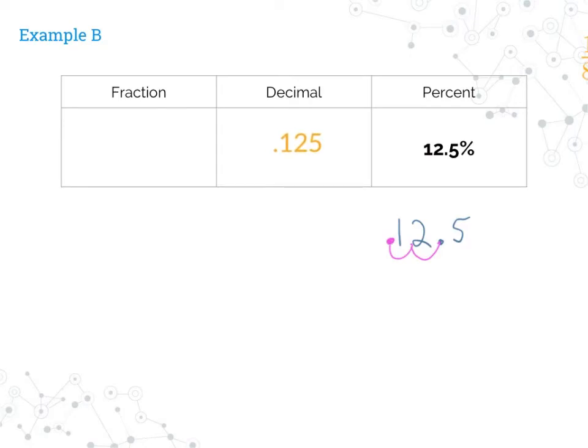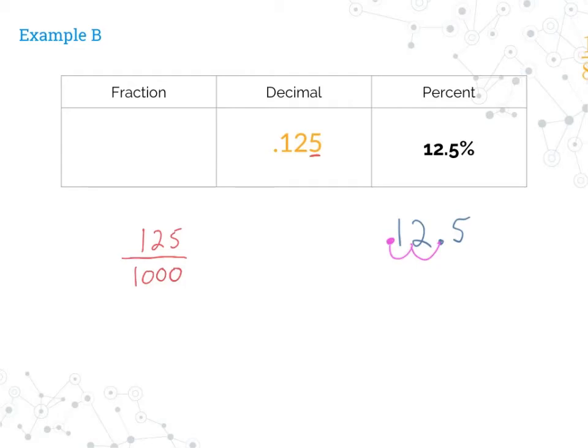Now we're going to go ahead and make that a fraction. So to do that, we're going to take the place value. So I see that the 5 is in the thousandths place. So to make my fraction, I'm going to have 125 thousandths. But that is not a fraction in simplest form. I'm going to need to reduce.